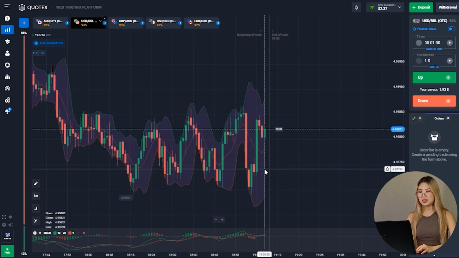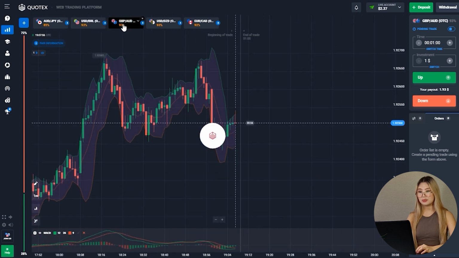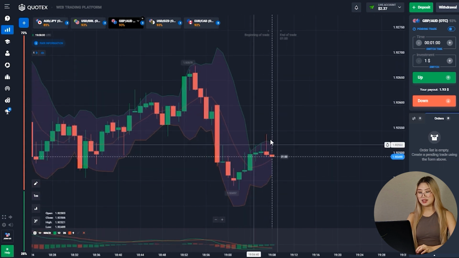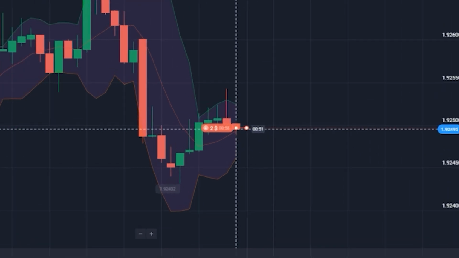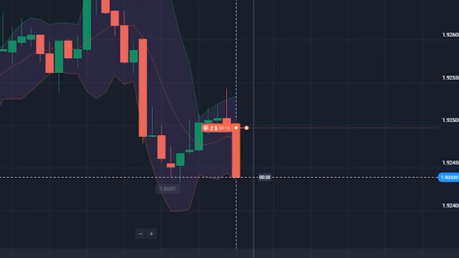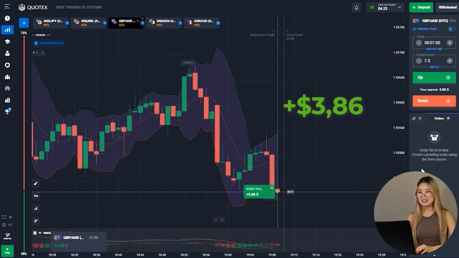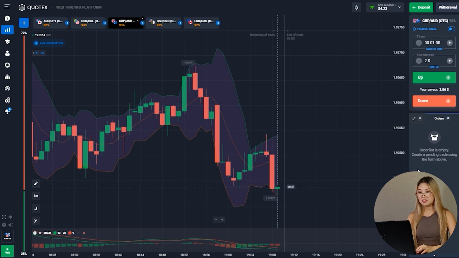So let's move on. I want to find a really good entry point and I think it will be on this currency pair. And here we see roughly the same situation. Again, we can see that the price is at the upper channel line. So $2 and trade down, let's go. Cool guys, I already have $4 in my balance after a great start with 2 profitable trades in a row.